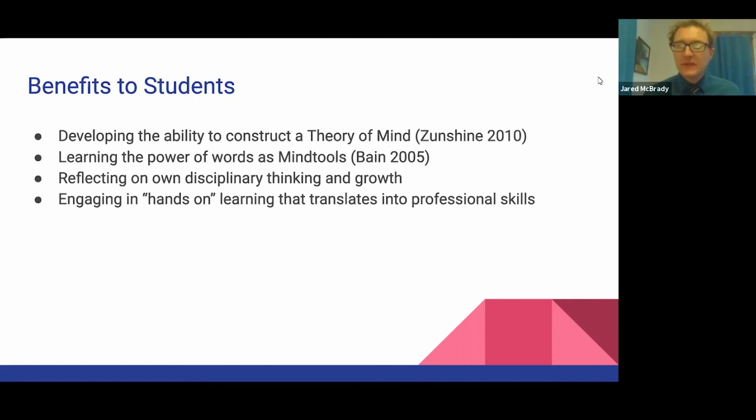And I found too that my teacher candidates experienced many benefits from conducting decoding research. First, my teacher candidates developed their abilities to construct what Sunshine calls a theory of mind for their interviewed students. That is the ability to explain others' behavior in terms of underlying thoughts, their feelings, their desires, their intentions, something that we might call perspective taking or empathy. And conducting decoding research helped my teacher candidates more accurately craft theories of mind for their interviewed peers.